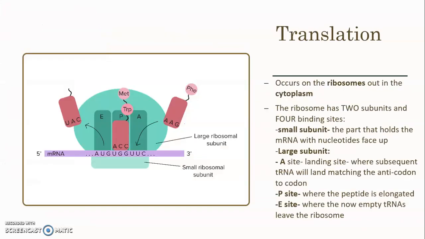So this whole process just keeps happening over and over again. So you come in, right? You are going to move to this site. You're going to drop off your amino acid to the growing chain. Once the tRNA is empty, it's going to go here, and then it's going to leave. The mRNA is going to be pulled through, and then another tRNA is going to come in. Same thing, over and over again.